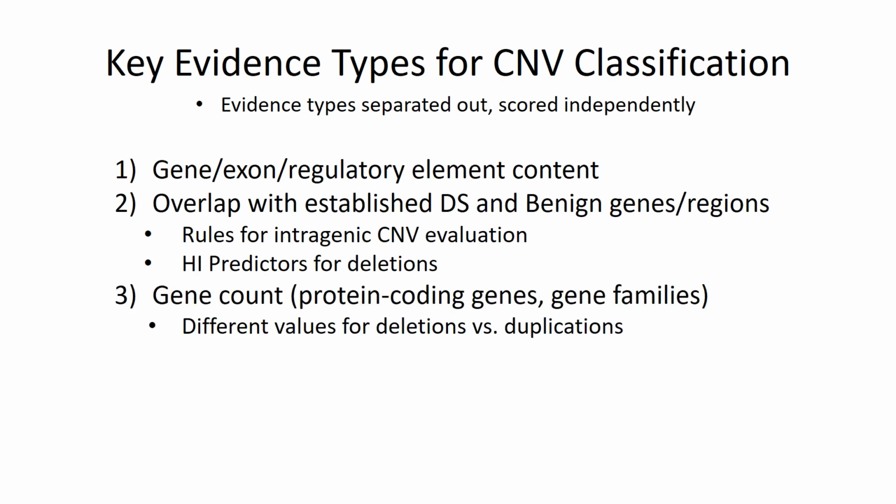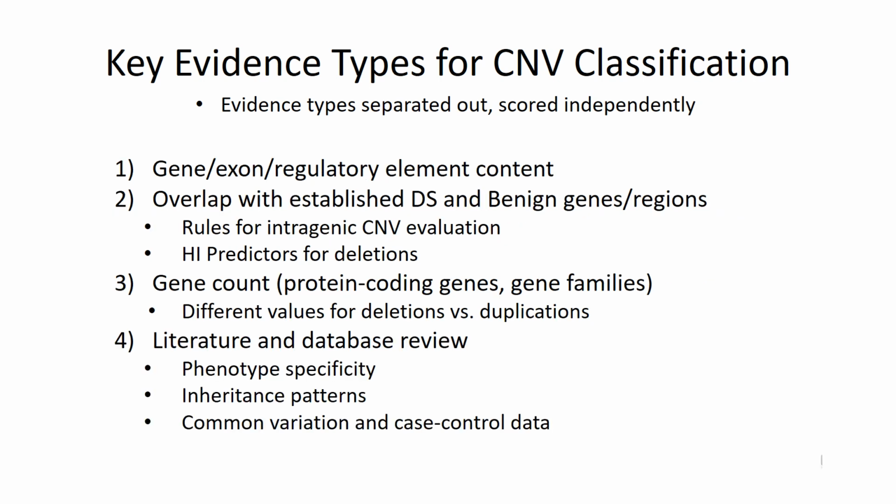Section 3 involves a gene count within the CNV interval, focusing on the total number of protein-coding genes, and there are rules for regions containing gene families. Different gene count thresholds are also designated for deletions versus duplications. Section 4 is the most labor-intensive section of the metric, as here the user must identify similar CNVs to that under investigation and assign points for each reported case based on how specific the associated phenotype is, the inheritance pattern, and whether there is overlap with common variation or available case control data to evaluate.